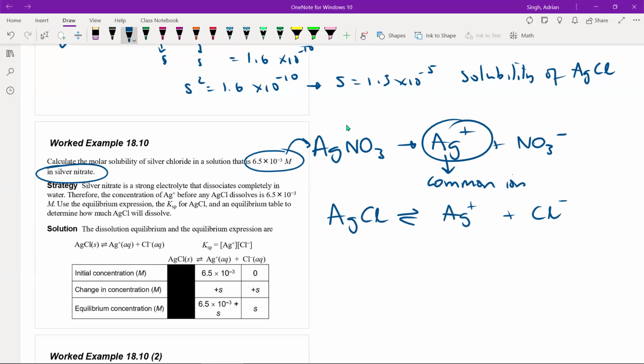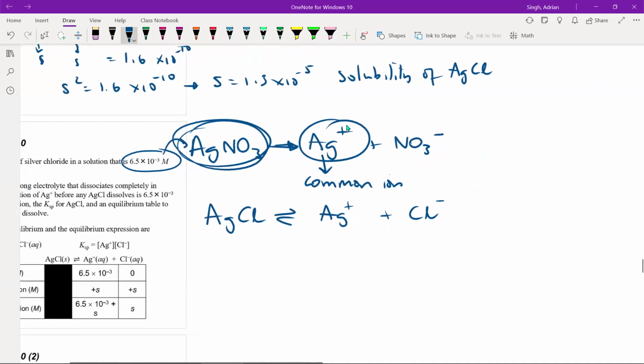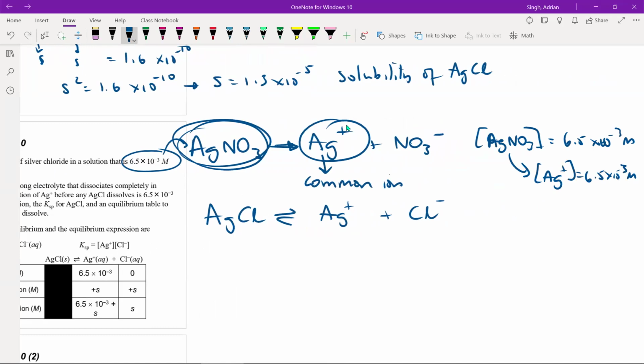Because it's a strong electrolyte, and all nitrates are soluble, this will dissociate completely to give me the Ag+ and the NO3-. If the concentration of the AgNO3 is 6.5 times 10 to the minus 3 molar, this is also going to be the concentration of the Ag+, 6.5 times 10 to the minus 3 molar.